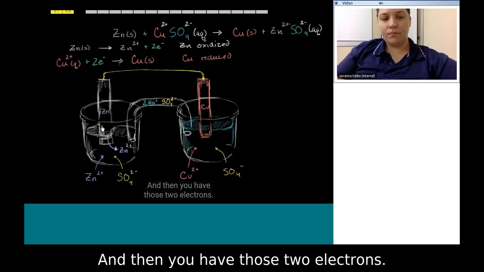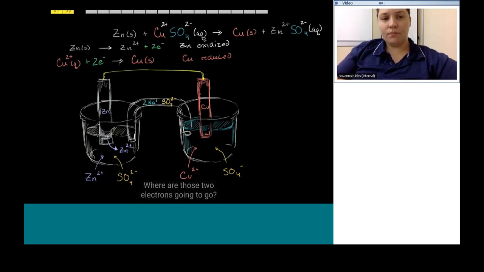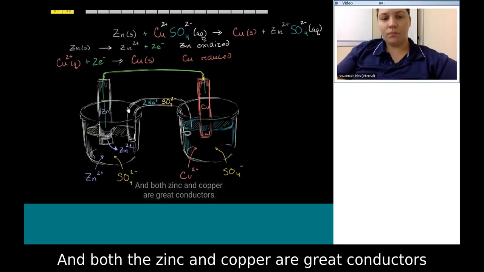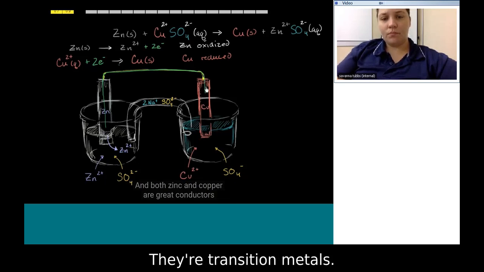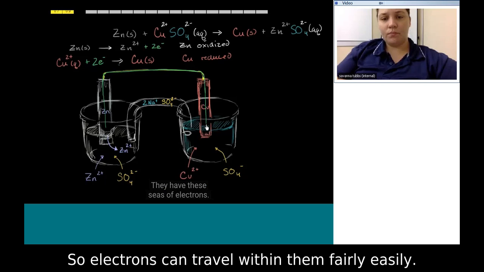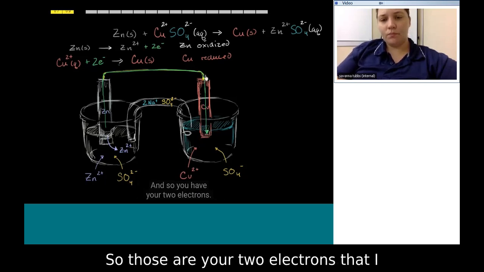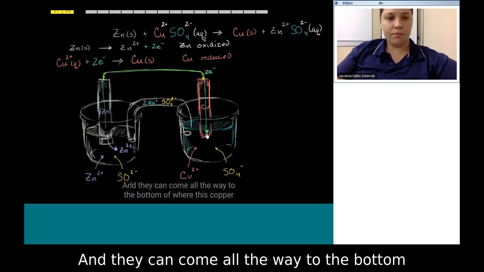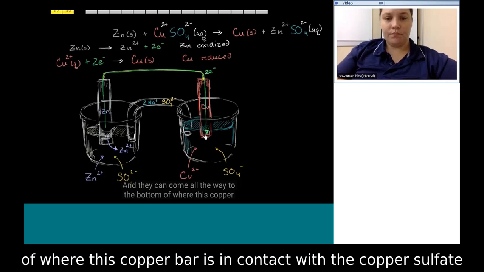And then you have those two electrons. Where are those two electrons going to go? Those two electrons can then go and be given to the copper. Both zinc and copper are great conductors of electricity. They're transition metals. They have these seas of electrons, so electrons can travel within them fairly easily. So those are your two electrons that I showed traveling in green, and they can come all the way to the bottom of where this copper bar is in contact with the copper sulfate solution.